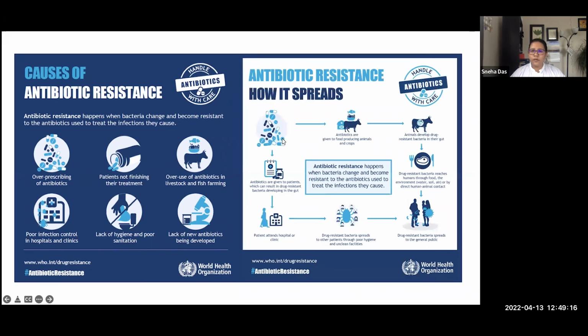And we also saw that antimicrobial resistant drugs can spread from livestock or even from humans into our environment. And once it's in our environment, we are all going to be affected by it.